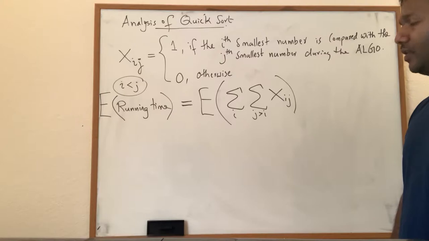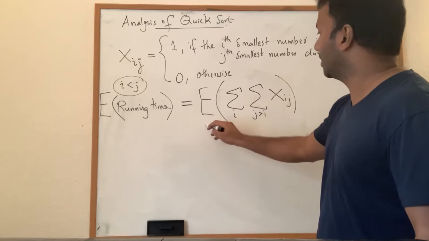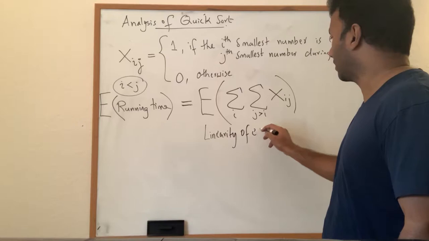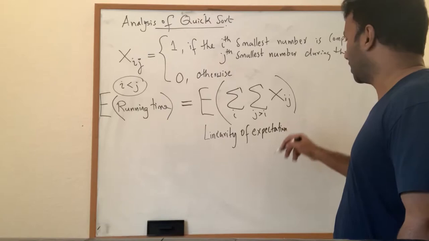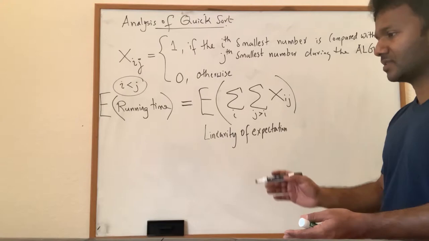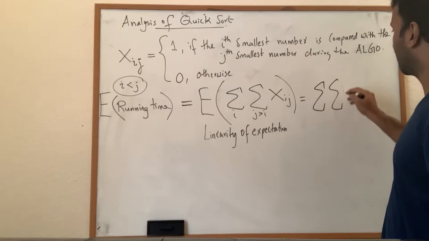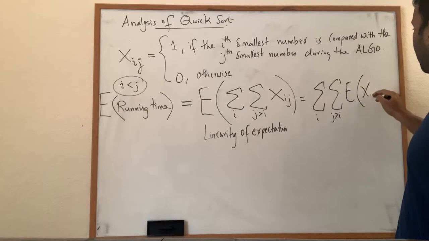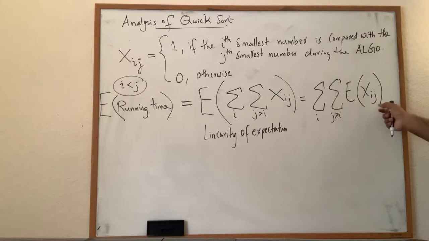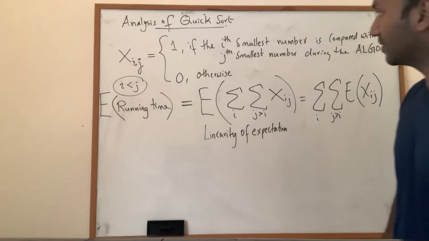And we know a very useful concept called the linearity of expectation, which means the expectation of the sum of some random variables is the same as the sum of the expectations of those random variables. So we can take this sum outside. That means the double sum over i, j greater than i of the expectation of xij. In other words, the whole thing has boiled down to computing the expectation of xij.